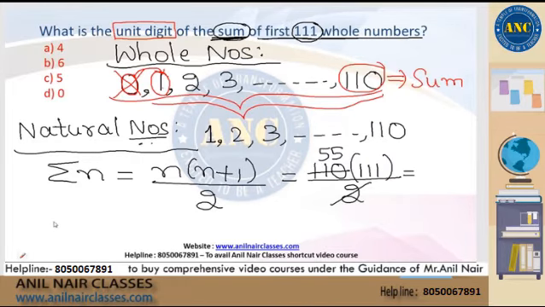But think a little logically. Do you really need to multiply 55 into 111? No, you need not multiply, because the question is asking only for the unit digit. The unit digit is what the question is asking for. Only concentrate on the unit digit. That means the unit digit of 55 is 5, into the unit digit of 111, which is 1. So the unit digit of the answer should be 5 into 1, which is 5.